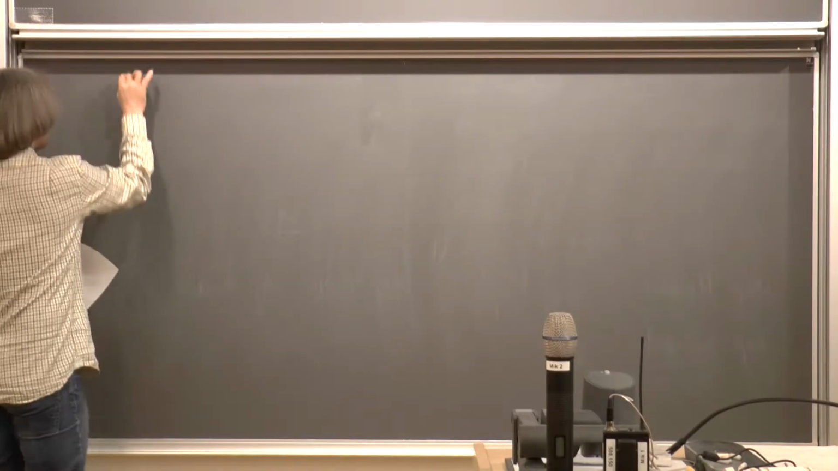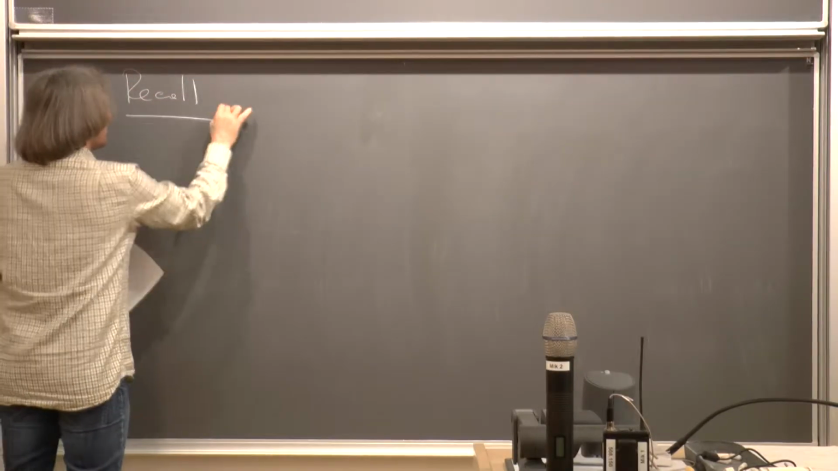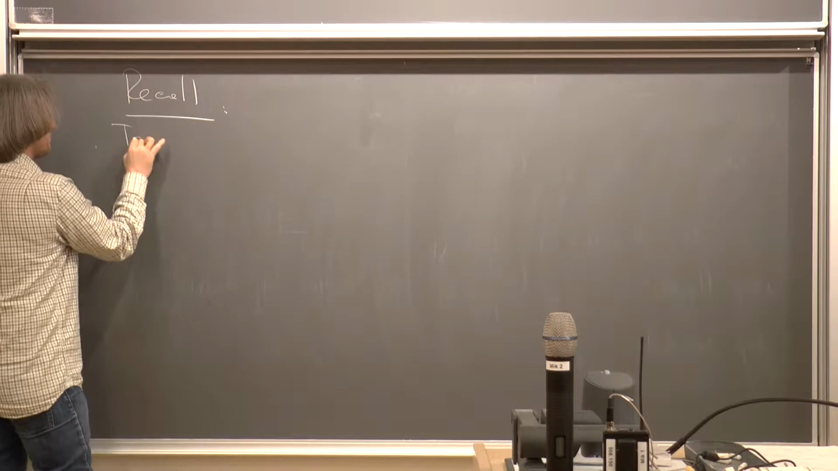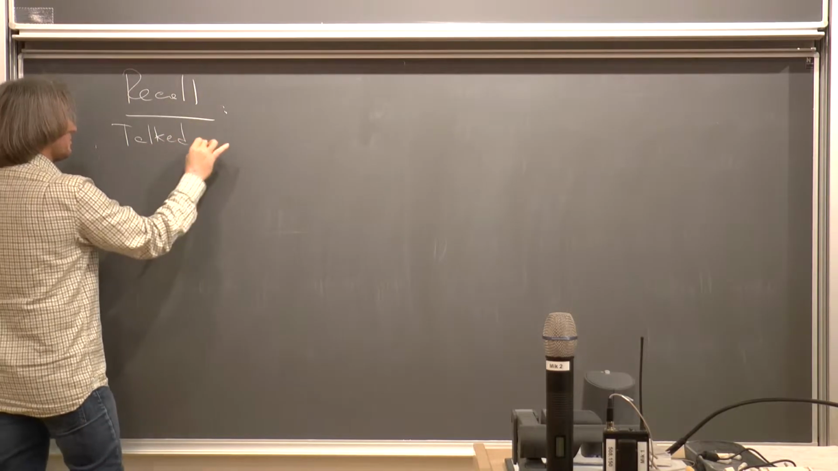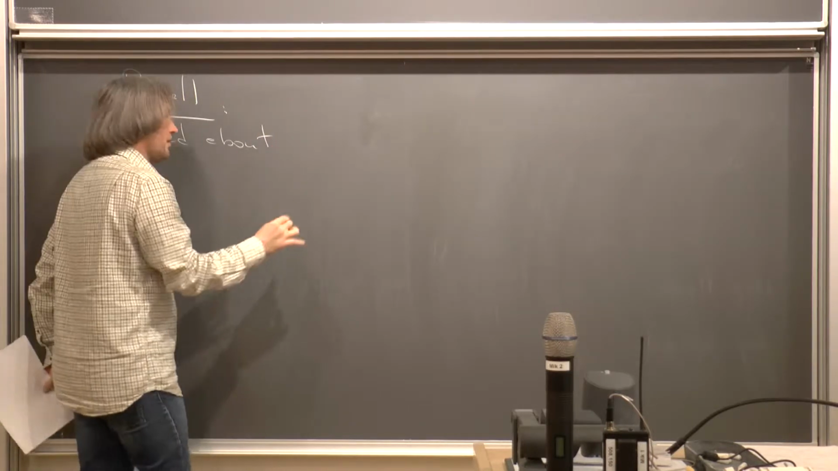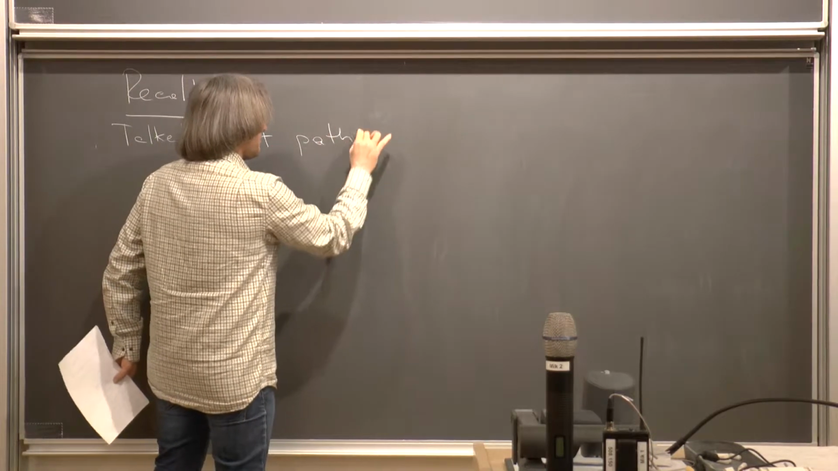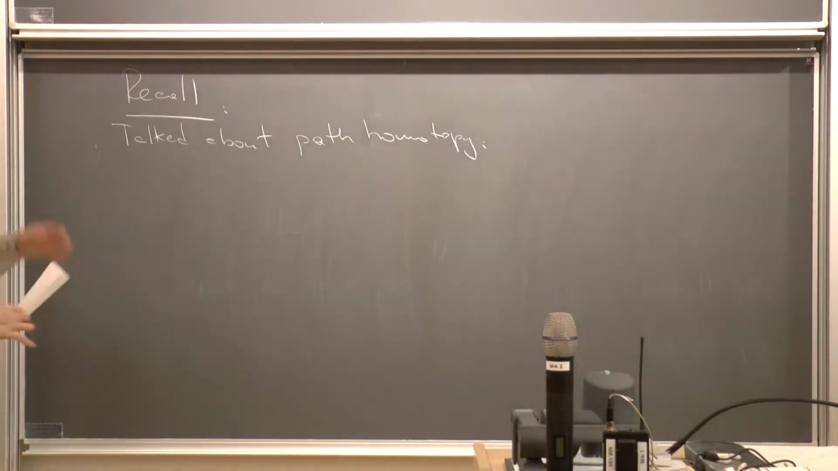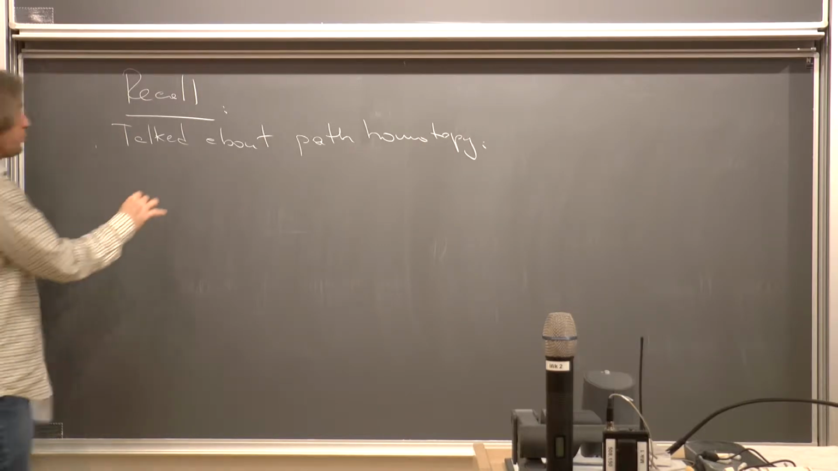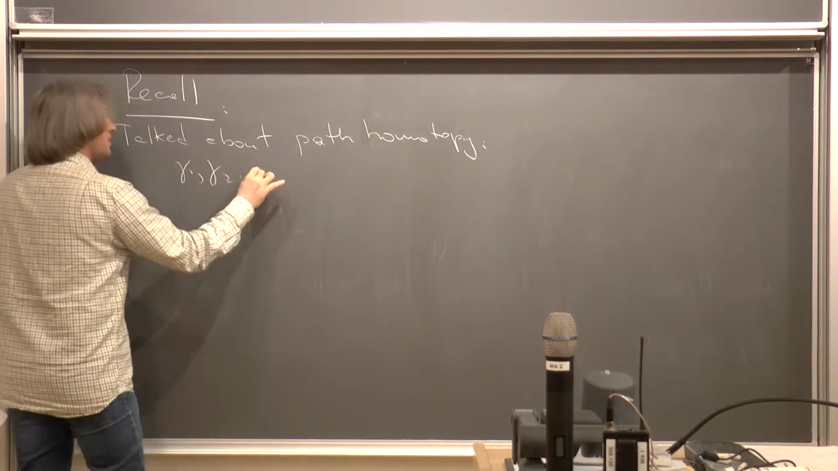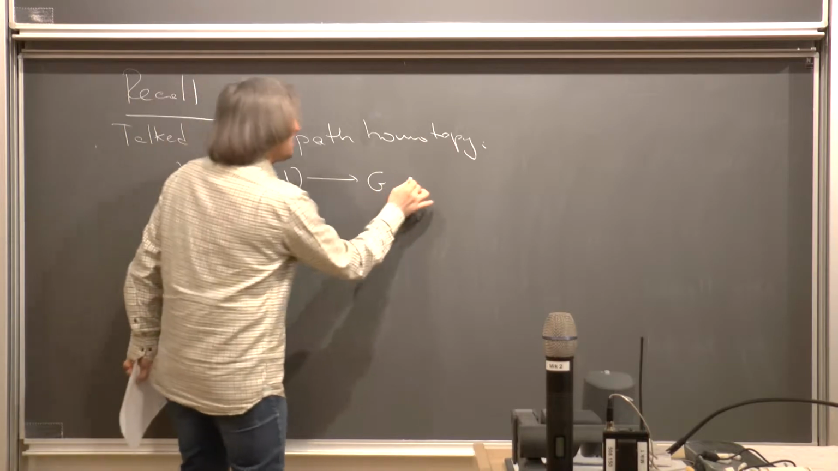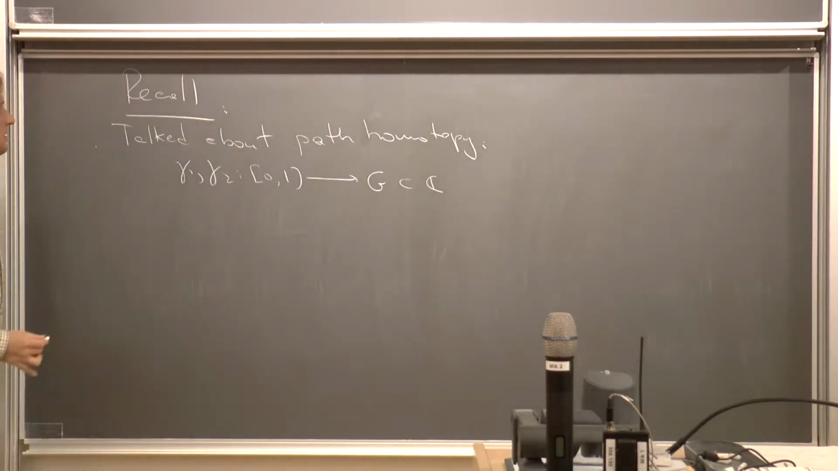So there was a topological part. So we talked about path homotopy. This is about a situation where we have two paths, gamma 1 and gamma 2, which are maps from, say, the unit interval to a domain G inside the complex numbers. And they're homotopic.